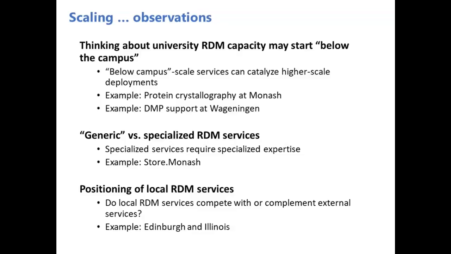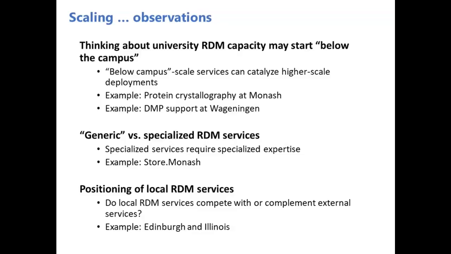kinds of services. And then lastly, a scaling issue comes up in regard to how the local data repository is positioned vis-a-vis the external RDM service landscape. So to illustrate this, think about whether your campus data repository is intended to collect as many data sets as possible that are produced by local researchers. Is that its goal? Or maybe instead, it's intended more as a home for data sets that really can't be deposited elsewhere, such as into a disciplinary repository.